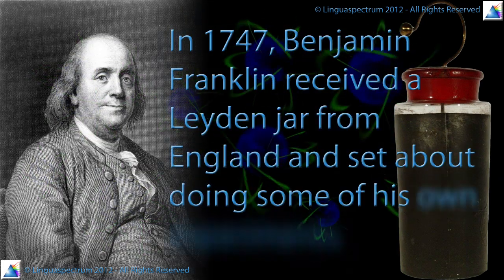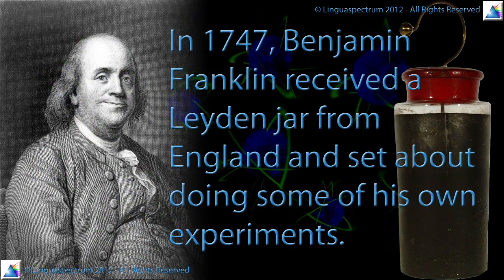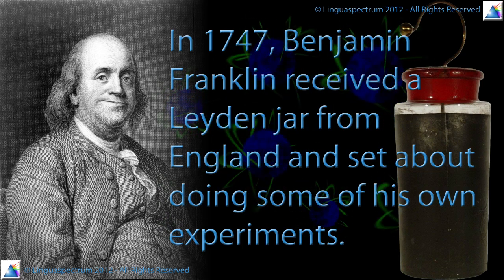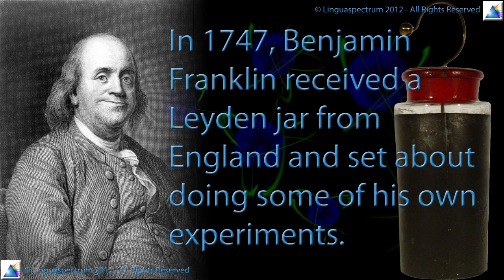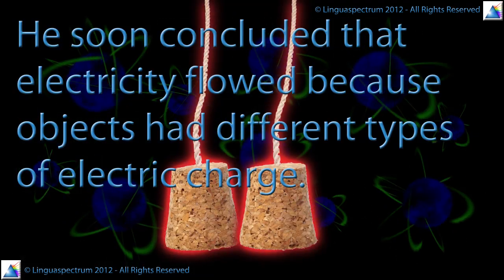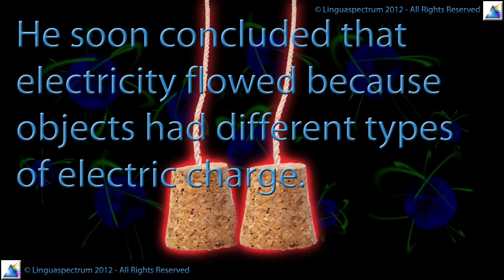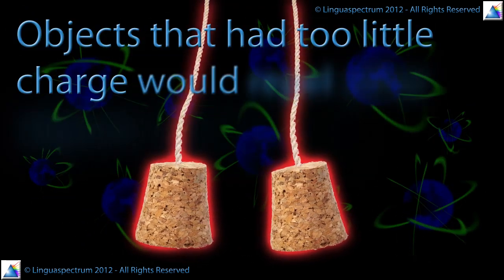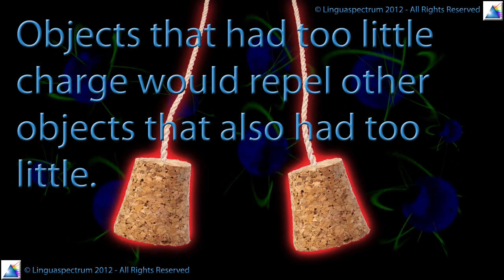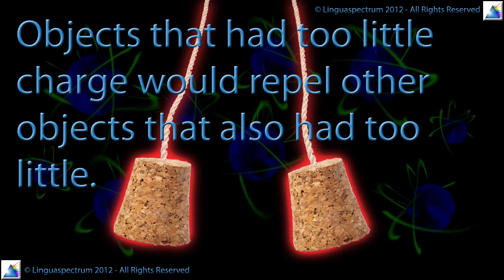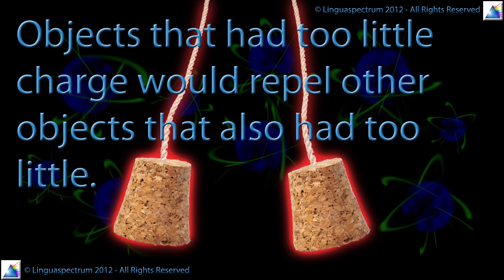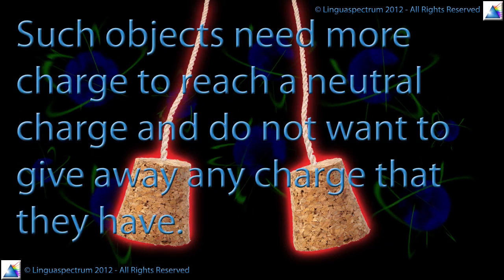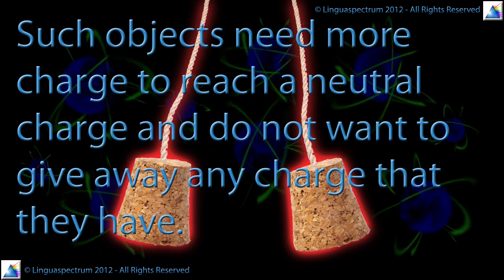In 1747, Benjamin Franklin received a Leyden jar from England and set about doing some of his own experiments. He soon concluded that electricity flowed because objects had different types of electric charge. Objects that had too little charge would repel other objects that also had too little. Such objects need more charge to reach a neutral charge and do not want to give away any charge that they have.